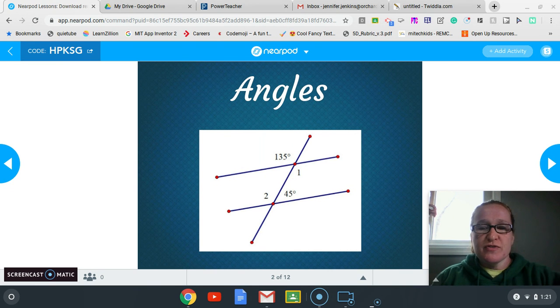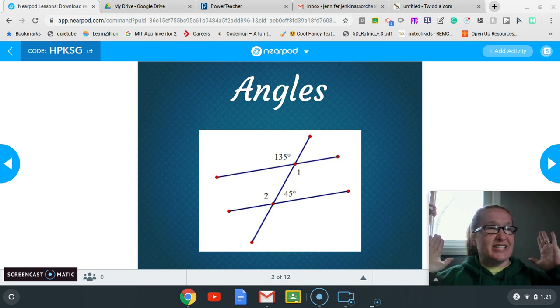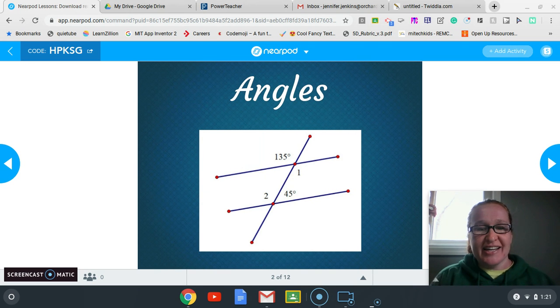So, first of all, if you look at this picture here, we have two parallel lines. So this line right here is parallel to this line right here. Remember, parallel means that they never intersect. They just go straight through. I always think of two sides of a roadway. Those are parallel lines. And then this line that cuts through this, the word that we're going to use for it is a transversal.